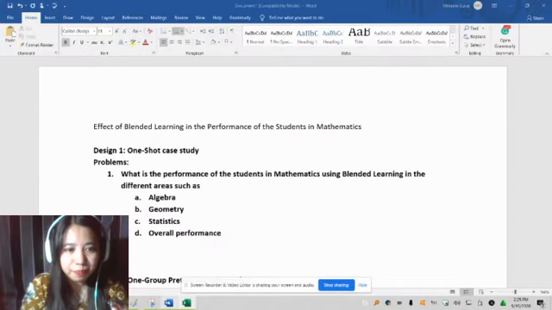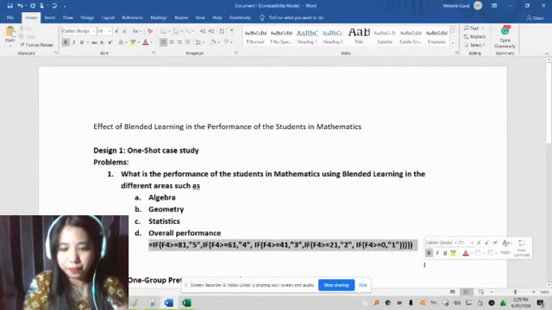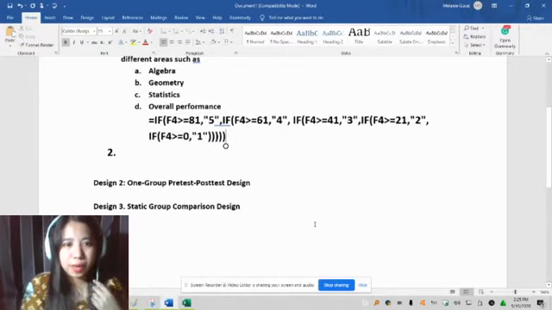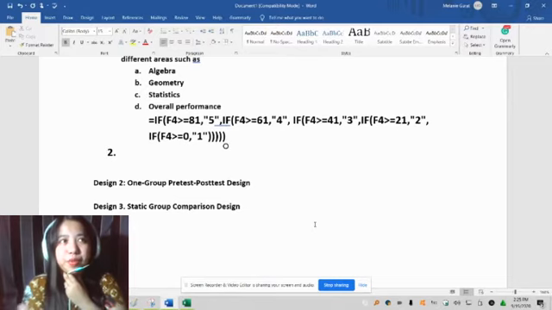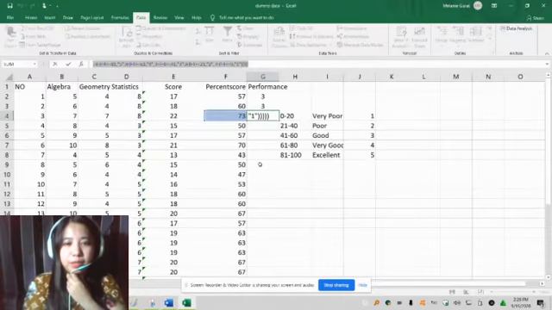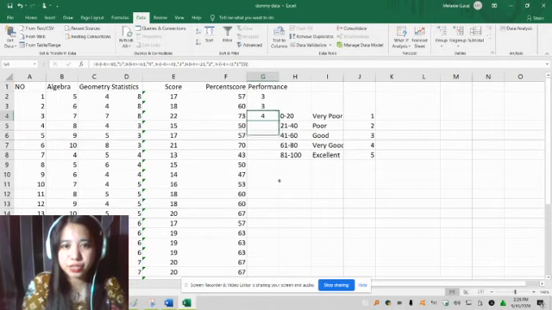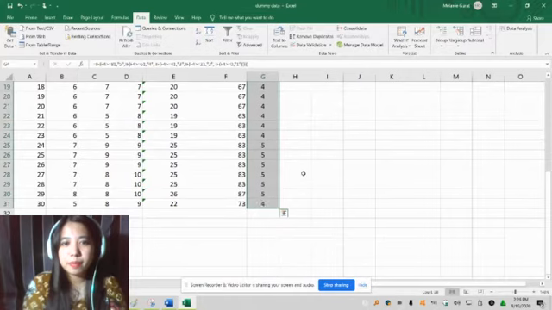So let us just make this bigger. Okay, so this is the IF function that I consider. F4 depends now on the location of the cell of your scores, or the percent score in my data. And then all you need to do is just to drag it so that it will give you the performance.